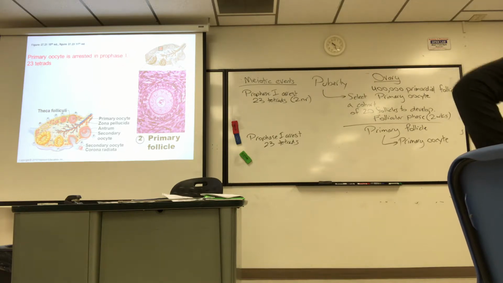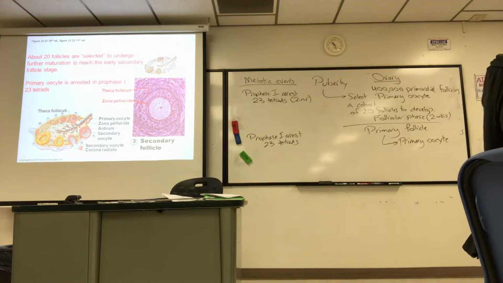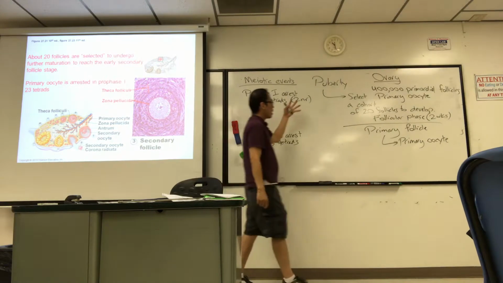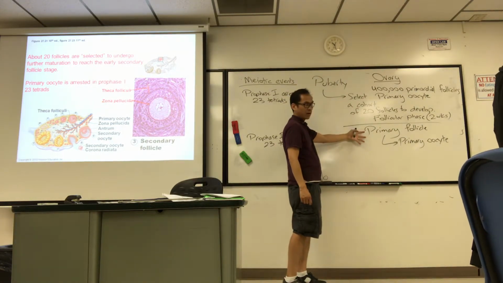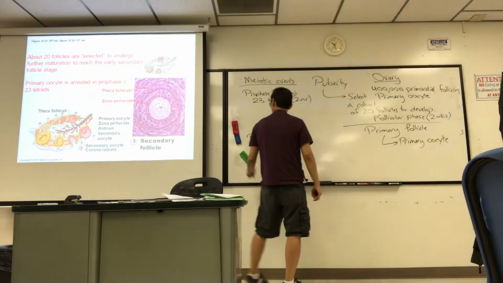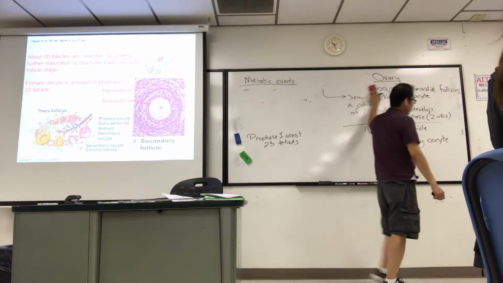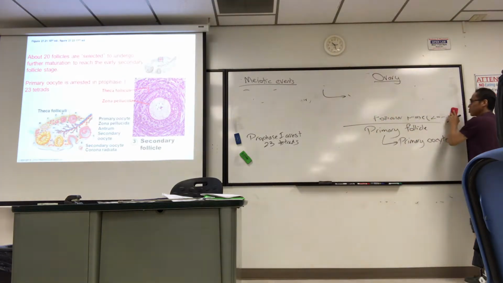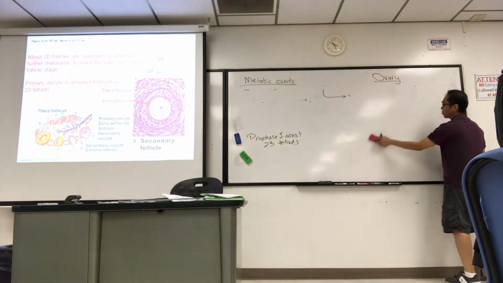But if you progress past this phase, you get a more mature follicle. This is like an early secondary follicle. So now we're talking about the 20 that are making it past primordial to primary. Okay? And of those 20, how many will ovulate? 1. What if all 20 ovulated? Not enough room in the uterus.